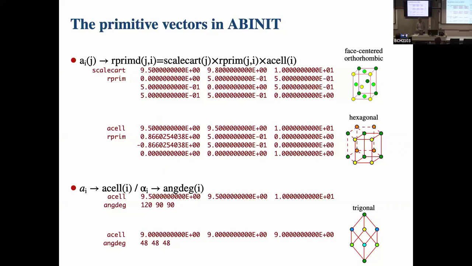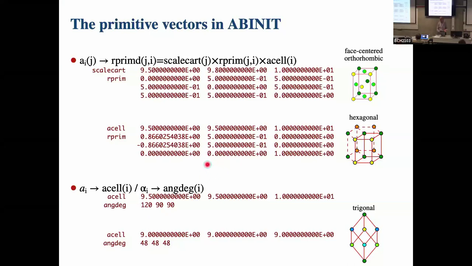Sometimes it is more interesting to define the vectors not based on their coordinates, but by giving the lengths, acell, and the angles. The brown here indicates the name of variables in ABINIT. Okay. So you can define the same as this one by saying that it's three vectors that have lengths of 9.5 and then 10 for the last one, and the angles are 120, 90, 90. This is very convenient, for instance, if you have a trigonal system, because in that case you have the same length for the three and the same angle, which is, for instance, 48 degrees here. If you had to give the coordinates of the vectors, it would be a bit more cumbersome to do. Okay.